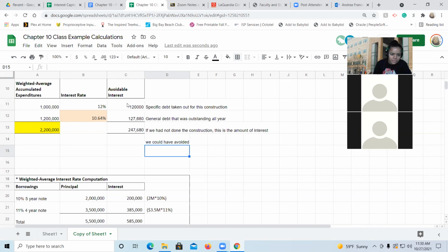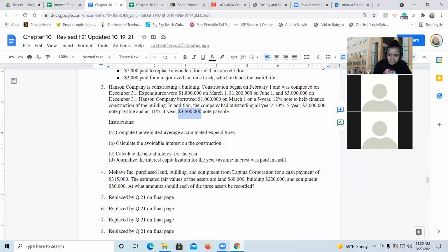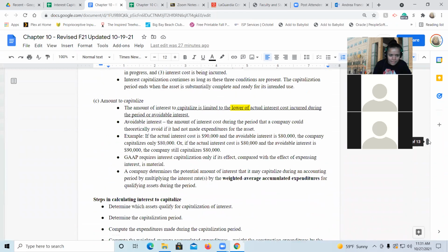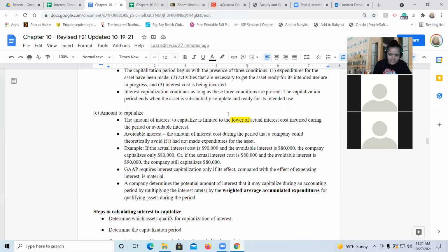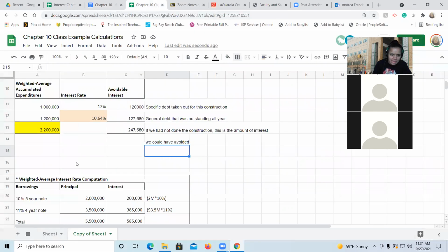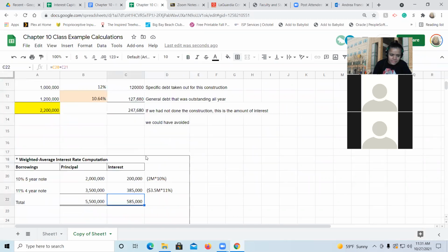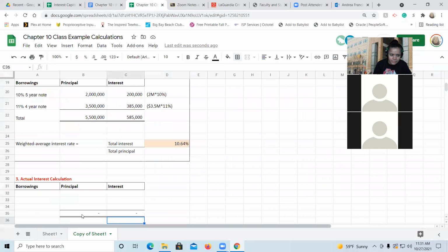So remember, the rule was that we capitalize the lower of avoidable interest or actual interest, right? I'll go back. Yeah, you capitalize the lower of actual interest or avoidable interest. At this time, we've now calculated avoidable interest. So our next step is to calculate actual interest.